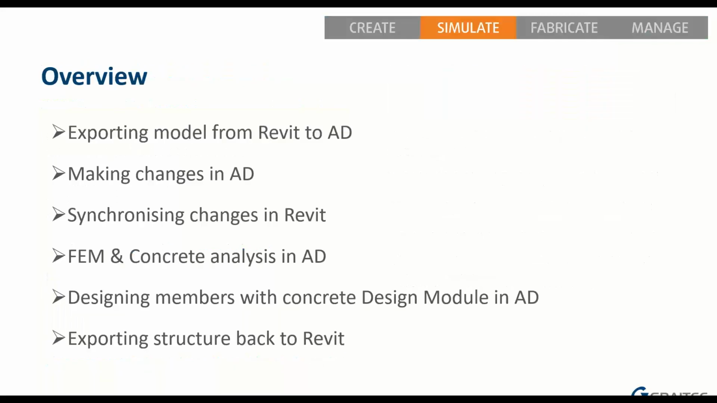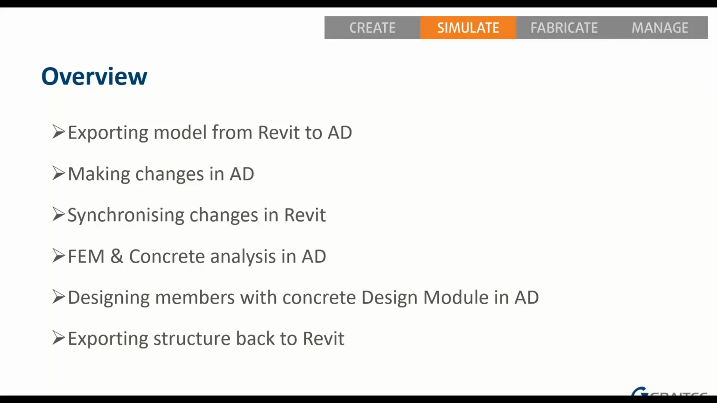Now let's have a look at an overview of what we'll be covering today in this webinar. So to start with, we will be exporting a model from Revit to Advanced Design. Now this model will contain an analytical model in Revit with loading, all the geometry and supports. We will then make some changes in Advanced Design to that model, and then look at synchronizing these back again with the original model in Revit.